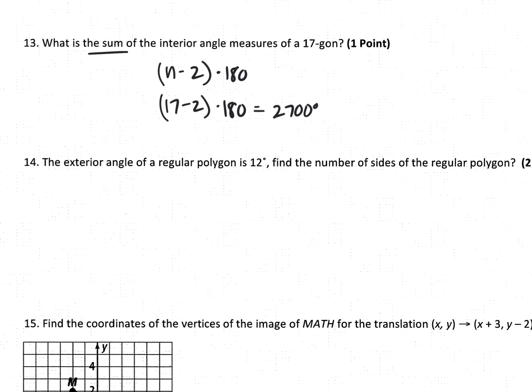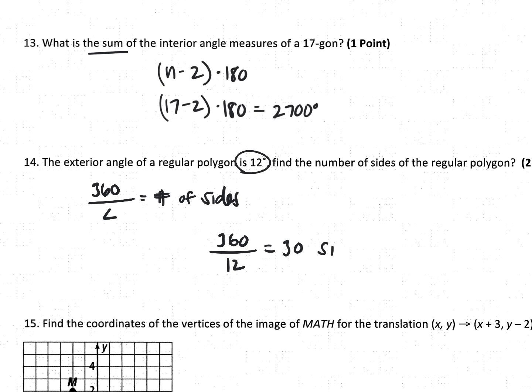Next question has us say the exterior angle of a regular polygon is 12. Find the number of sides of the regular polygon. There's a formula that says if we take 360 divided by the angle, we will end up with the number of sides. So all we need to do is take 360 and divide that by 12, and we end up with 30 sides.